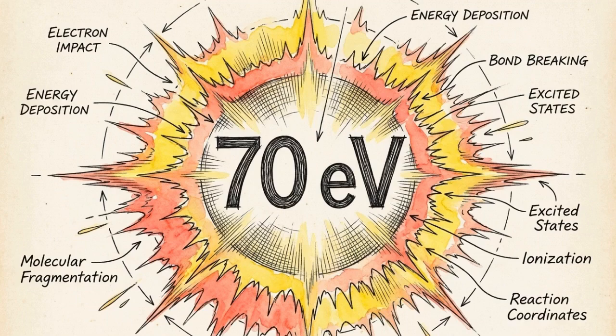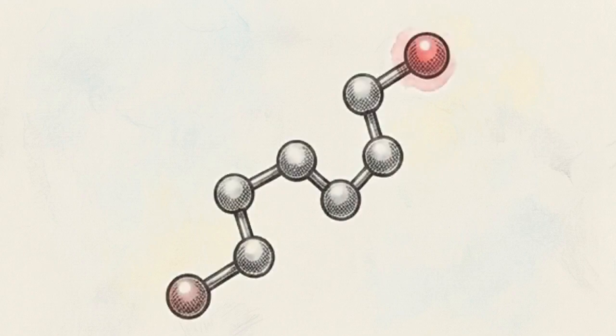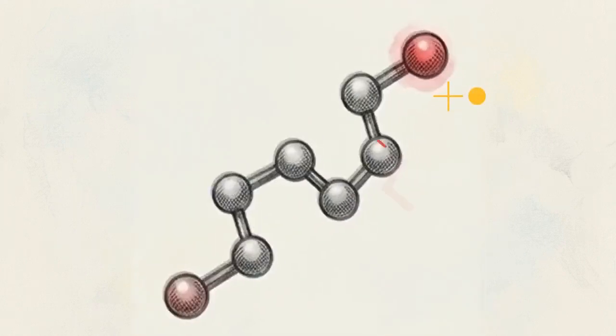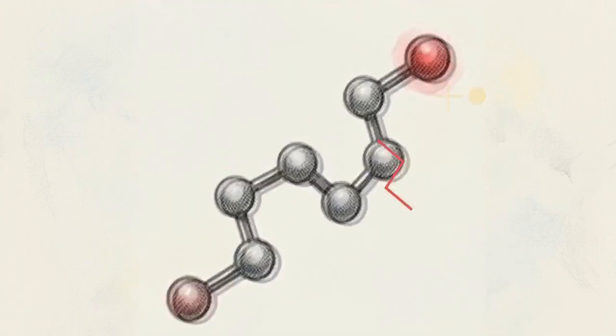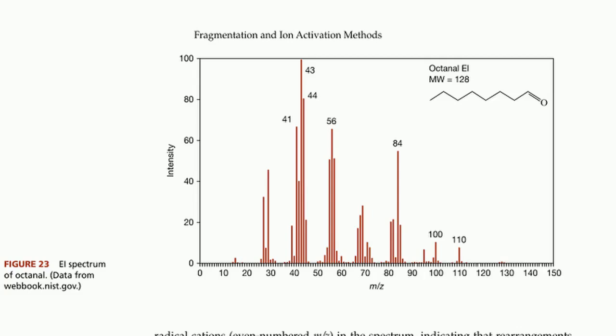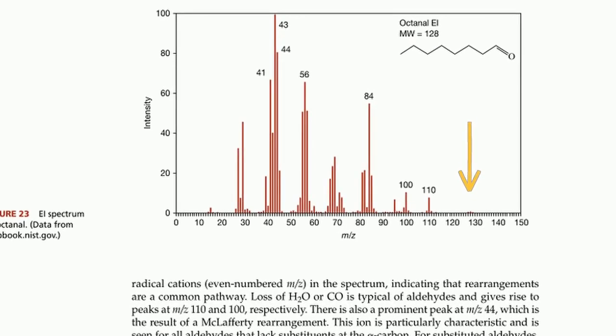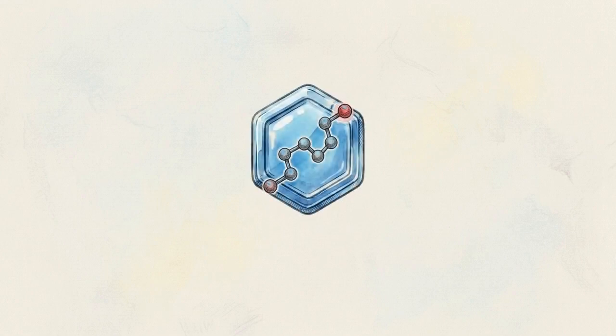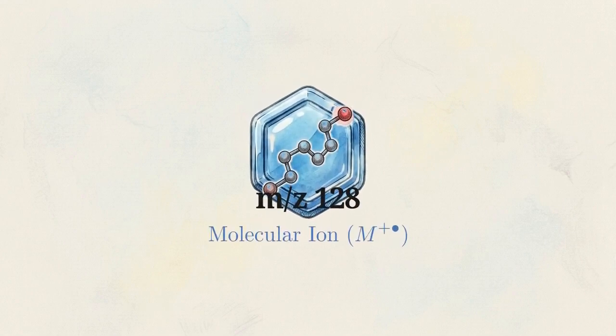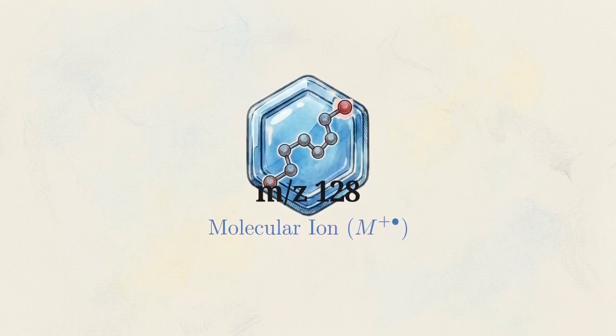That 70 electron volt impact transfers a massive amount of internal energy. The resulting radical cation is left highly excited, vibrating intensely, and primed to shatter. This chart displays the resulting electron ionization spectrum for an aliphatic molecule known as octanol. On the far right side of the graph, we see a peak at a mass-to-charge ratio of 128. This represents the molecular ion, the intact octanol molecules that survived the bombardment without breaking apart.